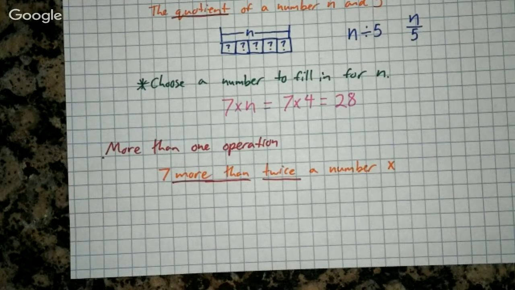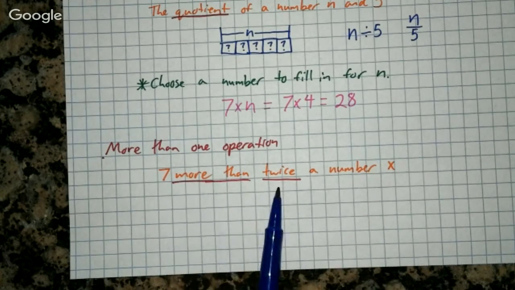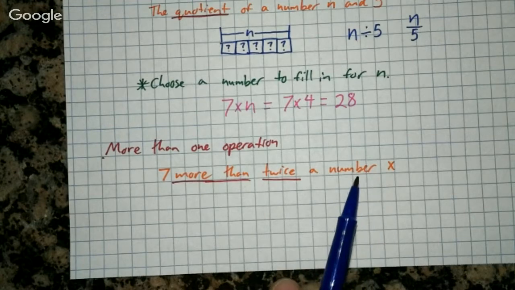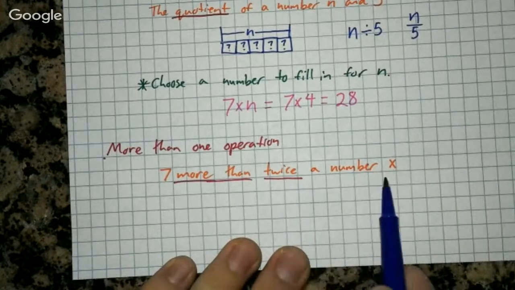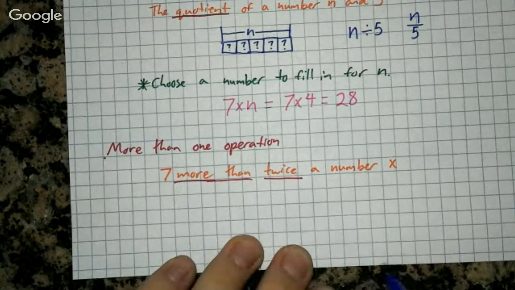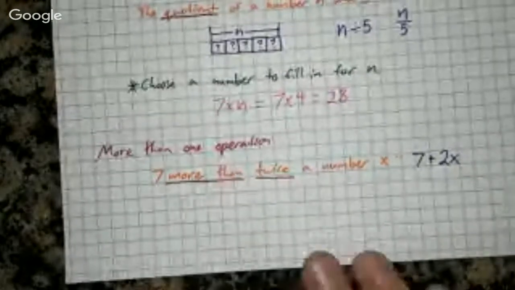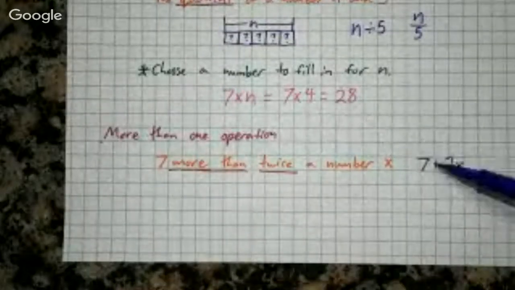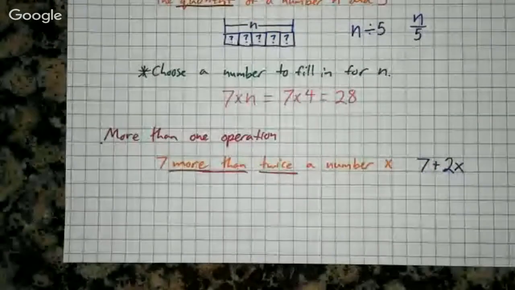So here we're going to have to sort of think about our order of operations. What's going to come first? What's going to come second? So this one's saying 7 more than twice the number x. That means the 7 has to be added after we get twice the number x. So since our order of operations shows us that multiplication will happen before addition, we're okay to just write this in. 7 more than gives us an addition sign, twice a number x. So our expression can be 7 plus 2x. We would multiply 2 and whatever number fills in for x, and then we would add 7 to it after that.